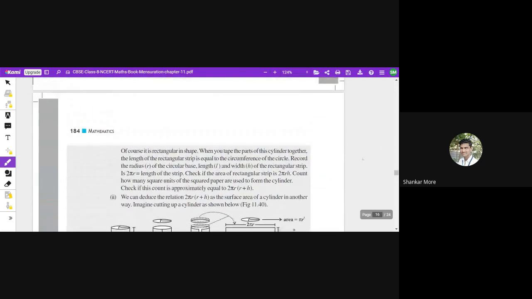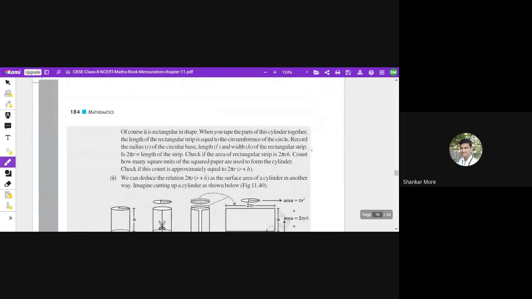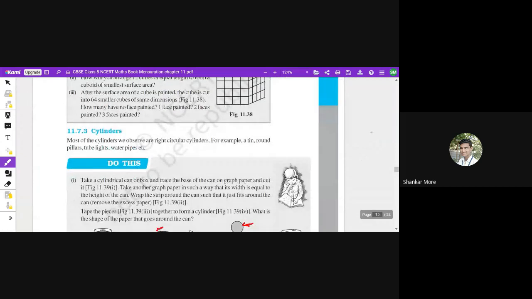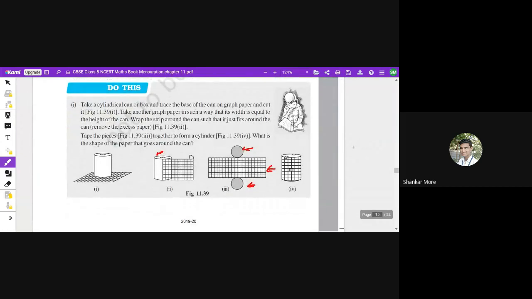Okay. So when you tape this part of the cylinder together. Okay, let's try to understand it only. ठीक है, यहाँ पे जो mathematics दिया है, let's not get into the math, but try to understand the concept itself. तो इस circle का अगर आपको surface area निकालना है, so what is the formula for surface area of this circle? What is the formula for surface area of the circle? Write it in the chat box.